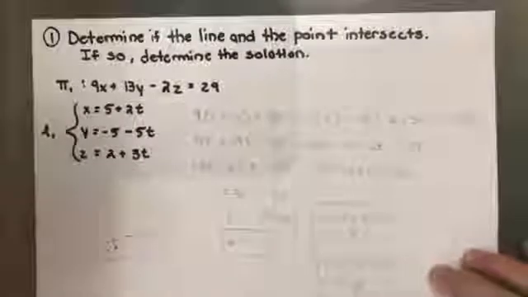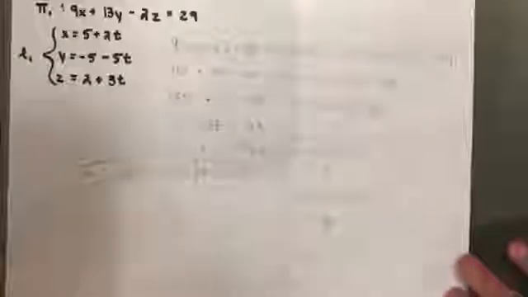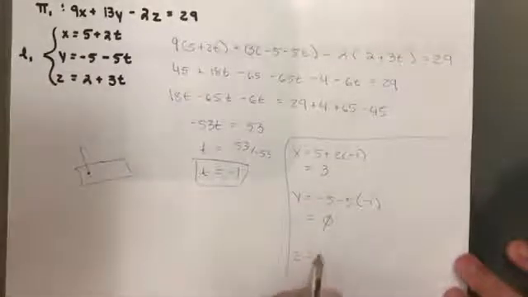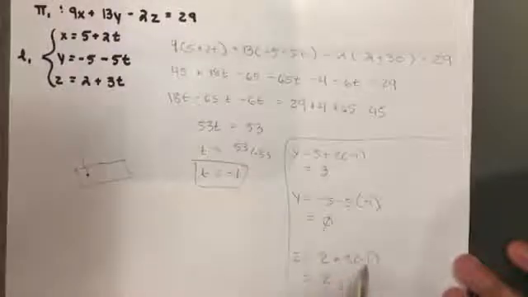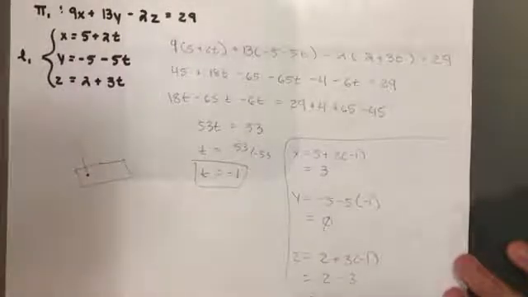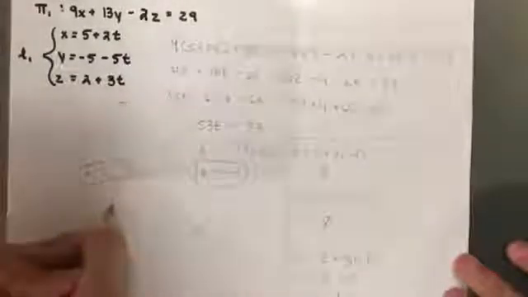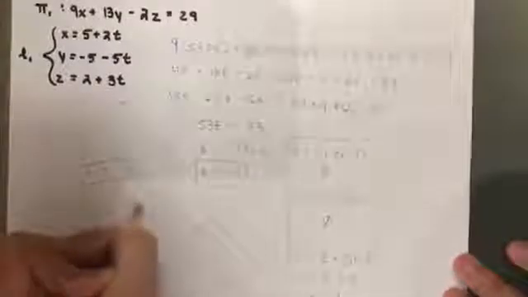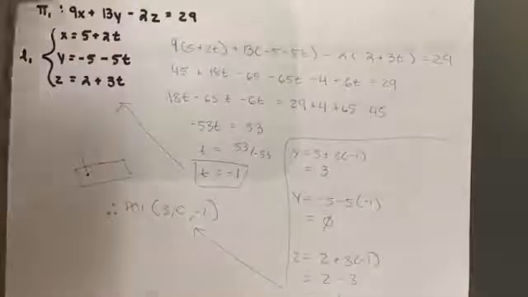And for z, same thing. For z, we're going to have 2 plus 3 times negative 1. 2, negative 3, minus 3. And we're going to say minus 1. Now, therefore, our point of intersection is going to be at (3, 0, negative 1). Time to move on to question number 2.